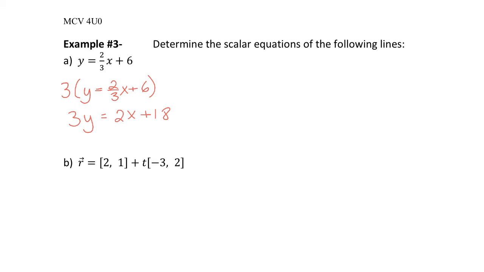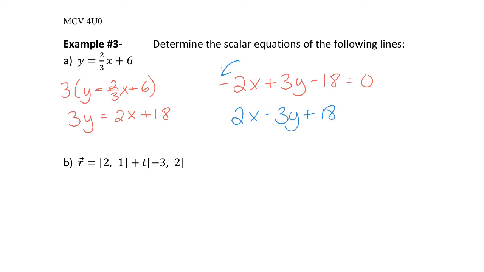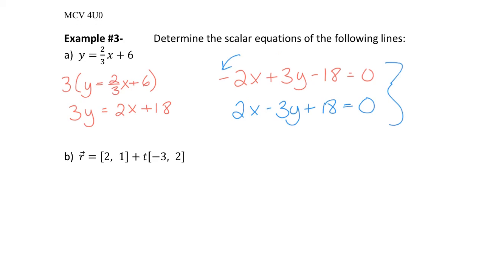Okay. And then I'm going to move everything around so that I have my x, my y, and my constant equal to 0. So I'm going to have negative 2x plus 3y minus 18 is equal to 0. That's our scalar equation. Now, usually, for good form, we don't like to have a negative leading coefficient. So you might see questions like this in the back of the book, the answers, where we multiply both sides by negative 1, so that leading coefficient is positive. I'm fine with either one for your scalar equation, so it's up to you. Okay, let's take a look at the next question.